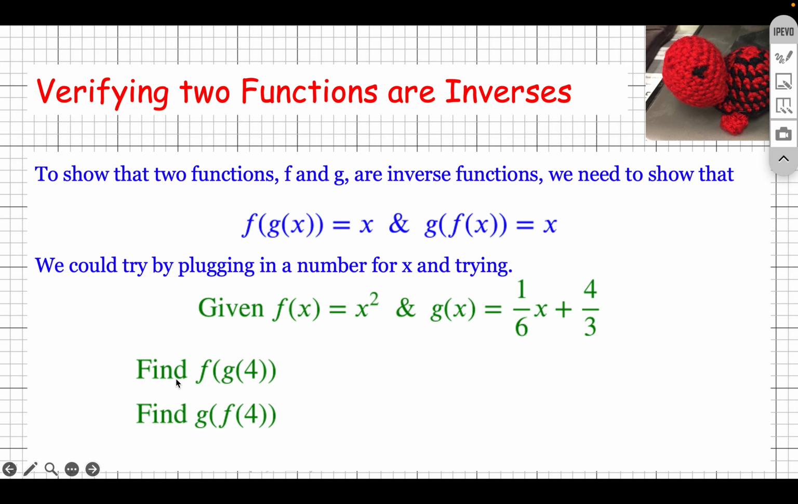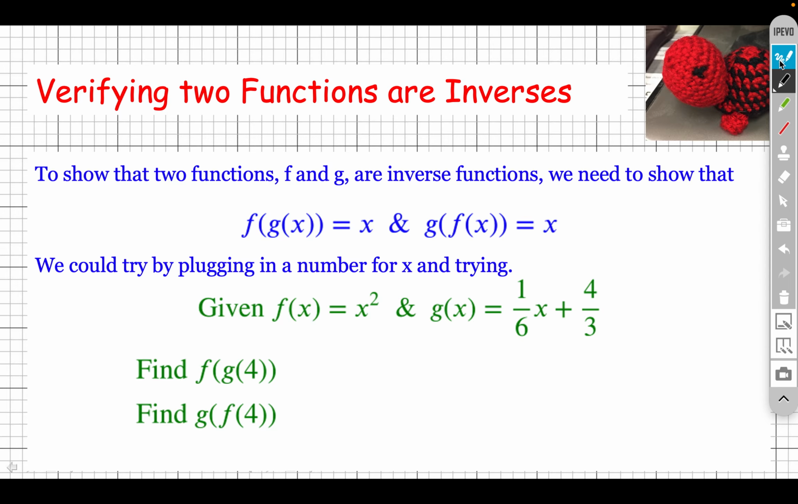Give this a try. Find f of g of 4, find g of f of 4. Pause this, do that work, then unpause it. When you do f of g of 4, you get 4. If you go g of f of 4, you get 4. Woohoo! Great!